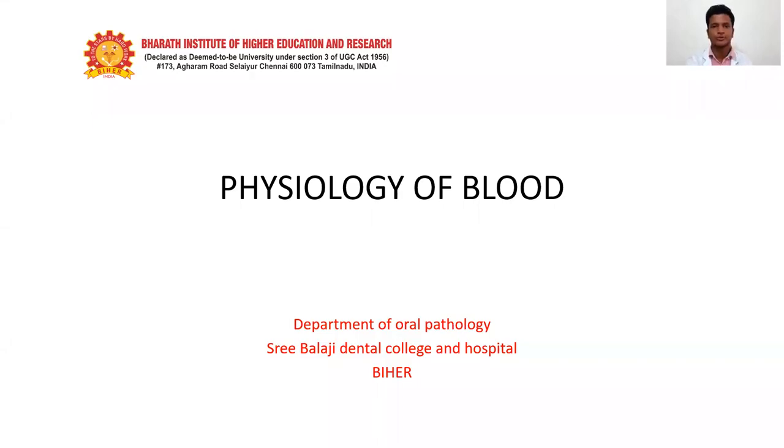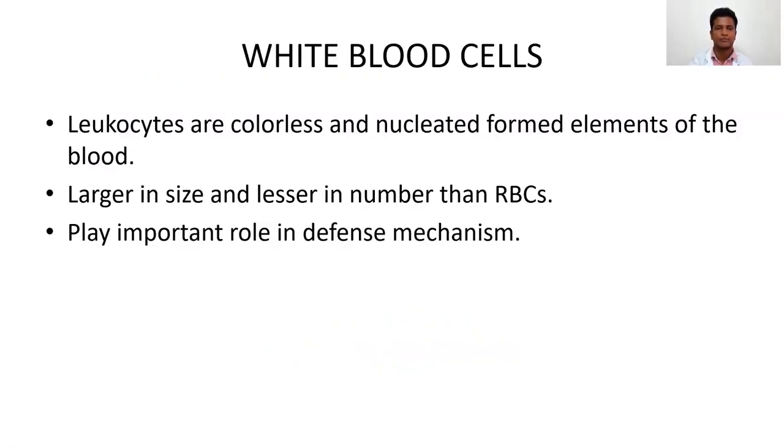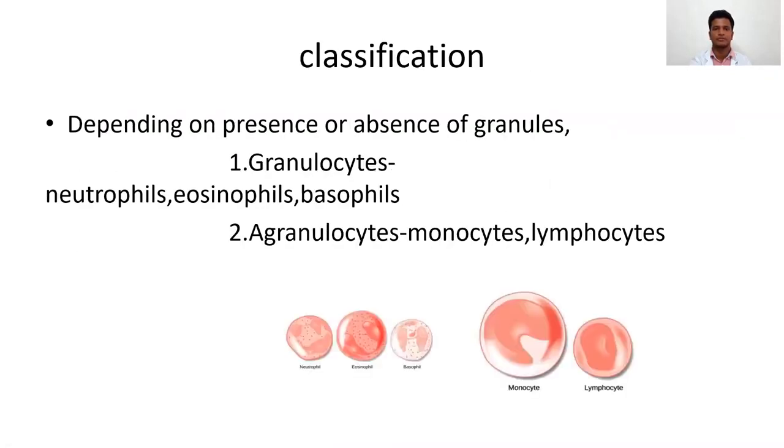Hello everyone. In this video, we are going to see about the physiology of blood: WBC and platelets. WBC, also known as leukocytes, are colorless nucleated formed elements of the blood, which are larger in size and lesser in number than RBCs. WBCs play an important role in the defense mechanism.